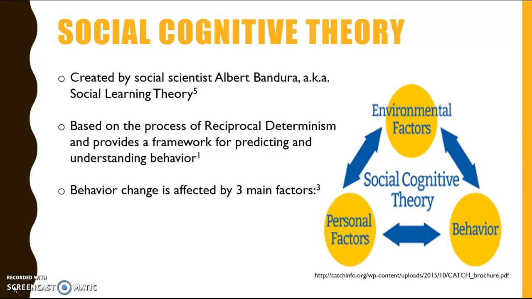So the social cognitive theory is really three-pronged. It was created by the social scientist Albert Bandura, and it's formally known as a social learning theory. It's undergone a little bit of a revamp in the past few years, and it's based on the process of something called reciprocal determinism. So basically, how factors constantly play off of each other, and it provides a framework for predicting and understanding behavior. And behavior change is really affected by these three main factors within social cognitive theory: environmental factors, behavioral factors, and personal factors, which this great infographic to the right really demonstrates.